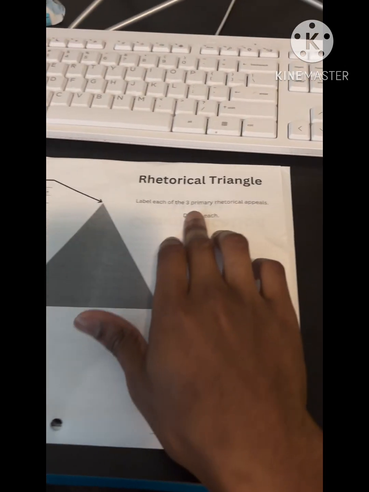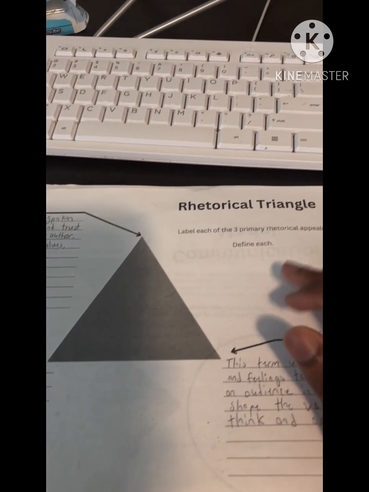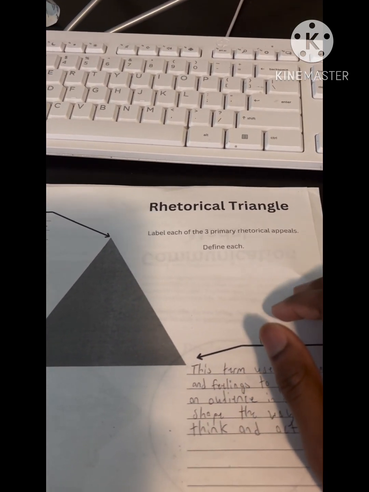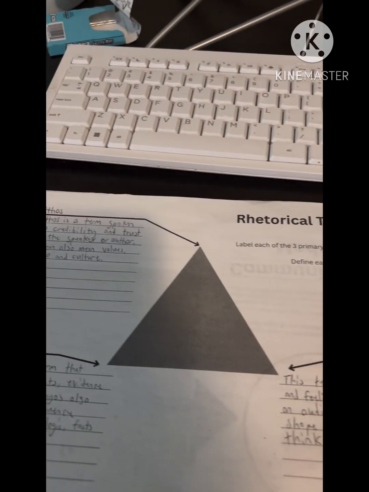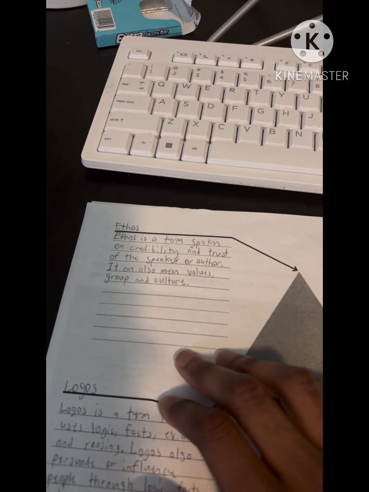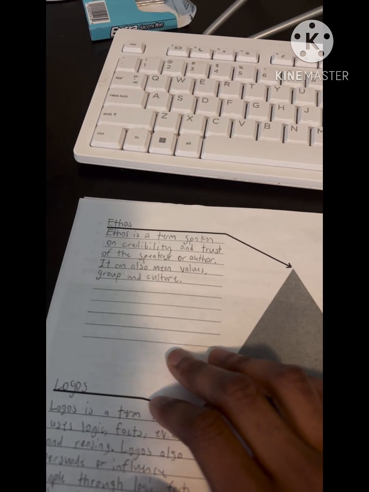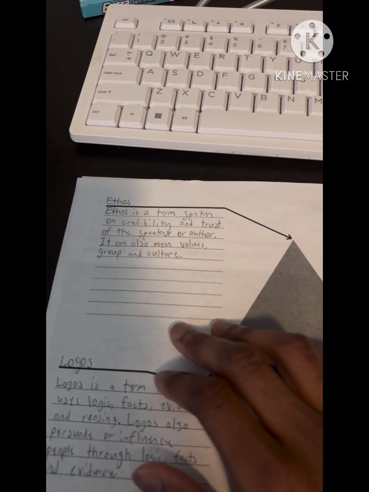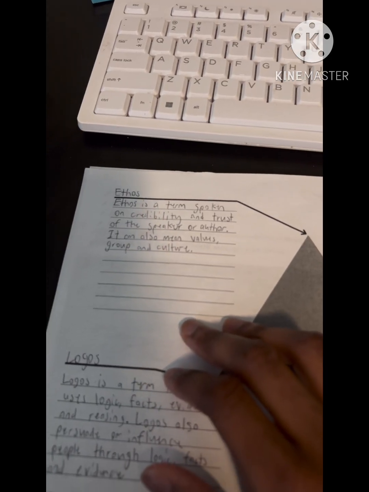And then here we have the rhetorical triangle. It says label each of the three primary rhetorical appeals and define each. So for ethos, I put that ethos is a term spoken on the credibility and trust of the speaker or author. It also means values and group culture.